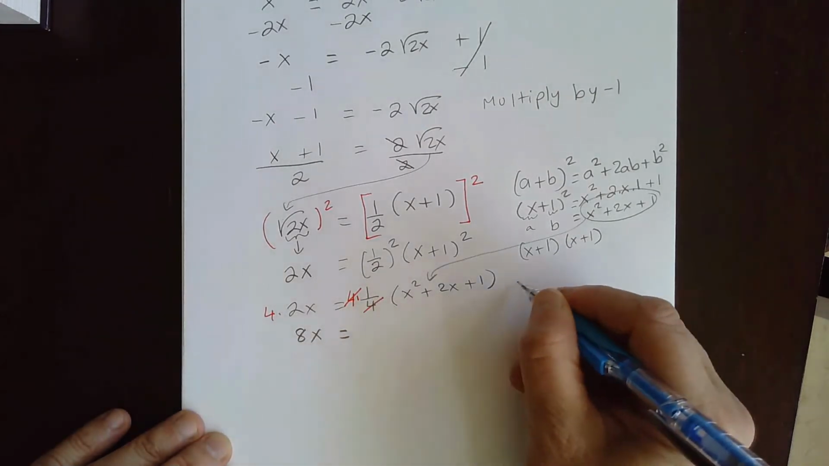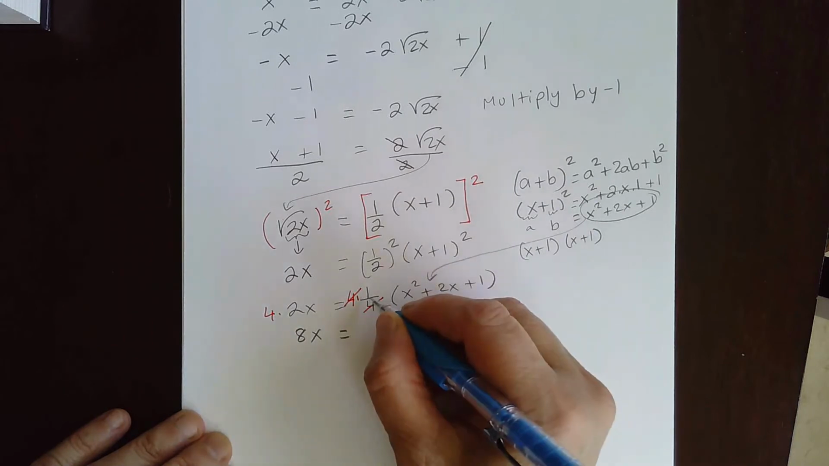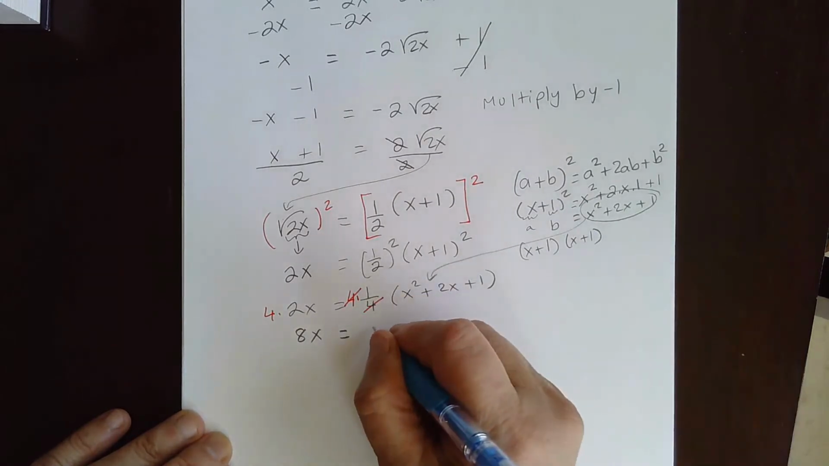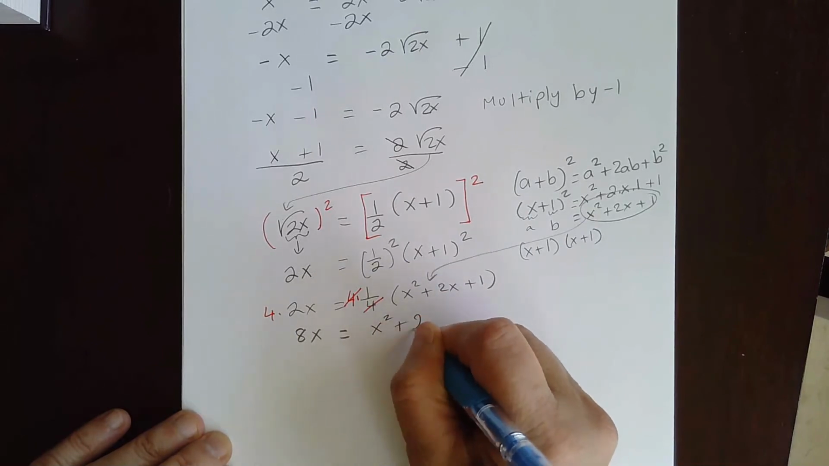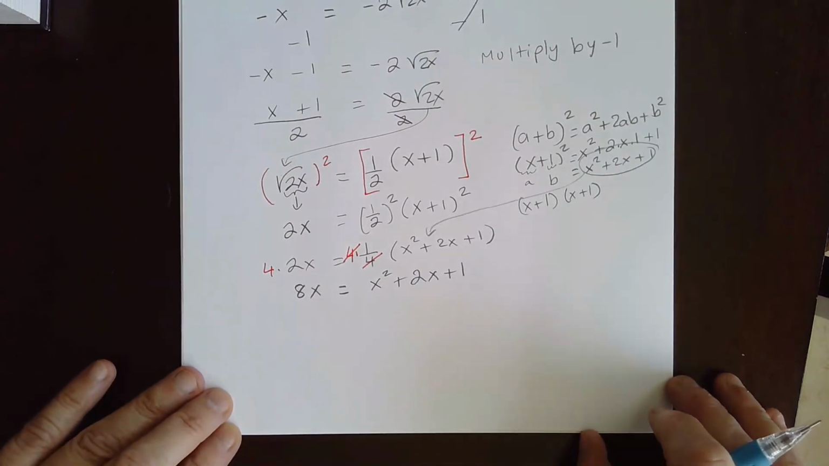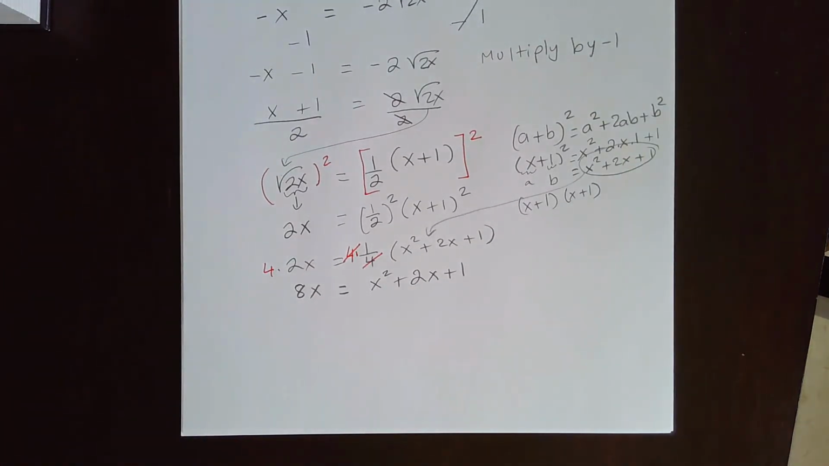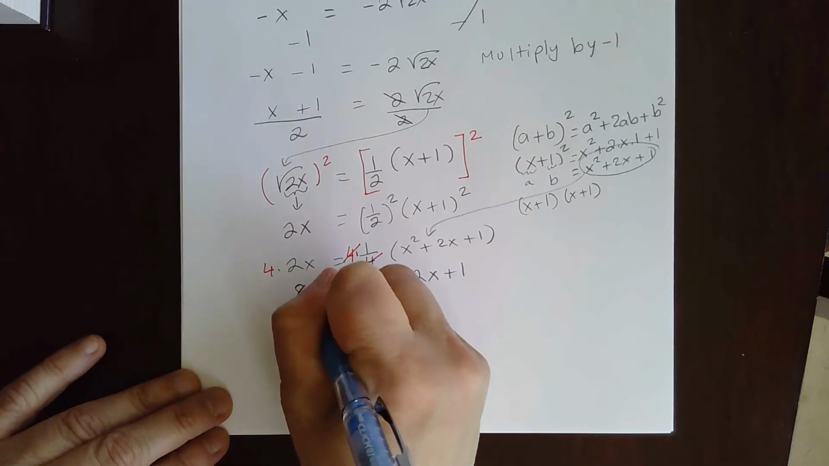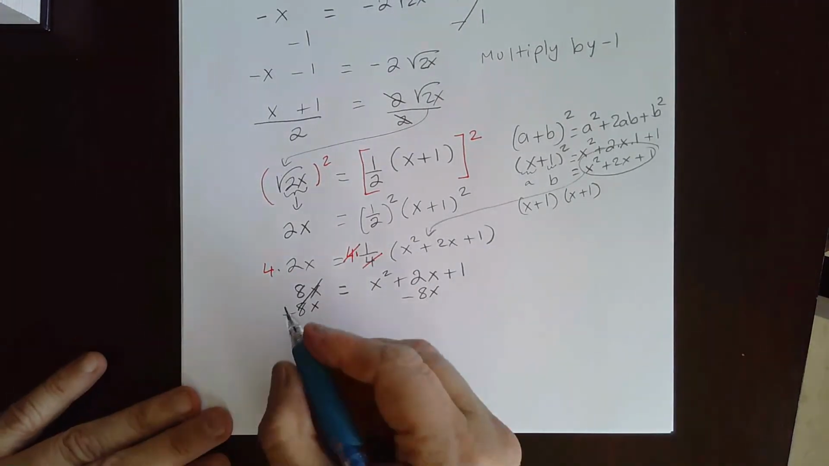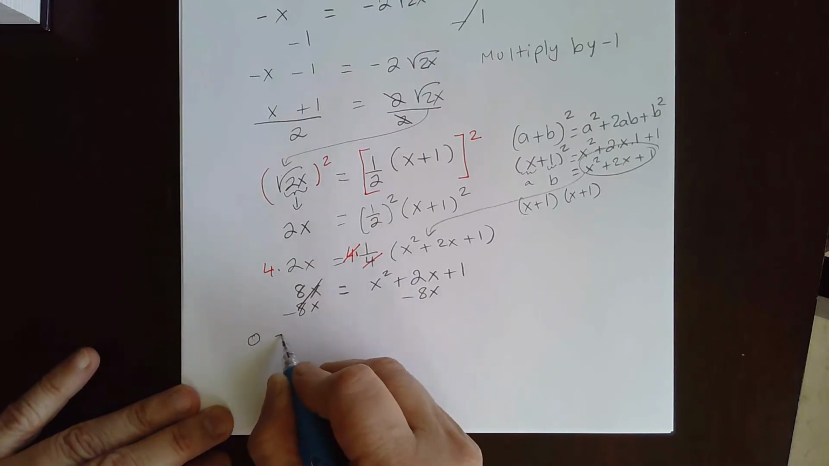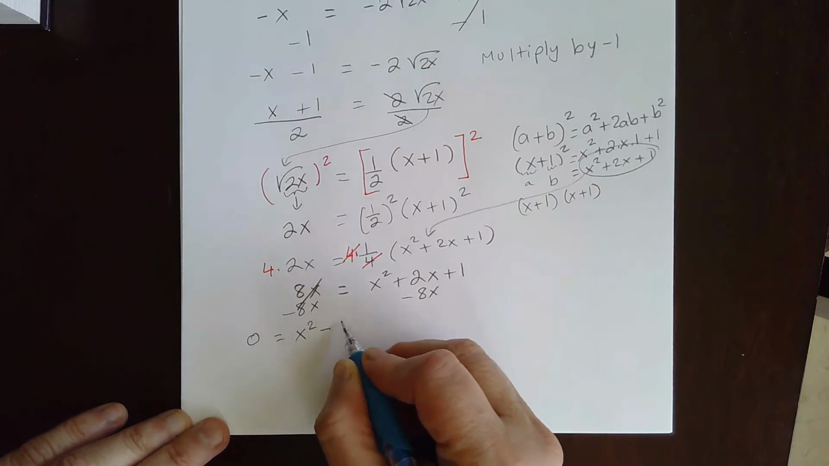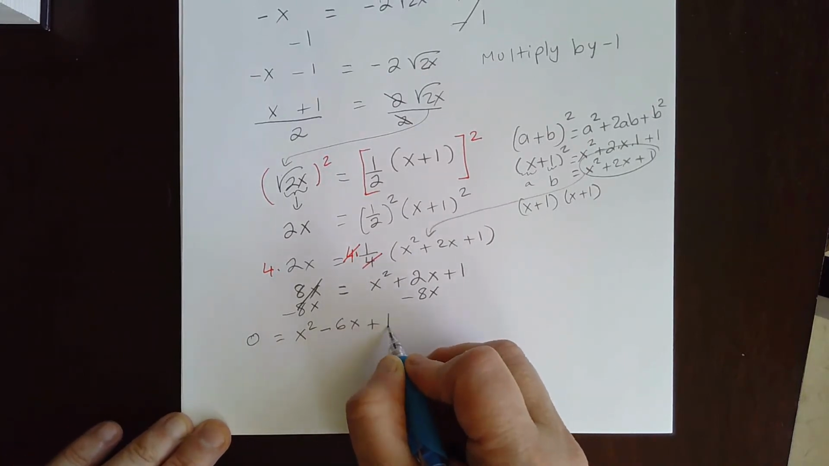1 times this in parentheses. So it's just whatever you have in the parentheses. This is just 1. So x squared plus 2x plus 1. So again, we have a quadratic equation, and we have to take everything to one side. So we subtract 8x on both sides. This would cancel, and this side would be 0 equal to x squared, 2x minus 8x is minus 6x plus 1.